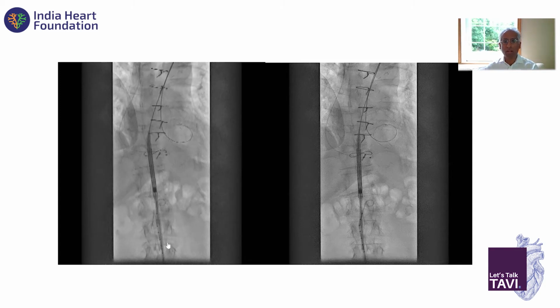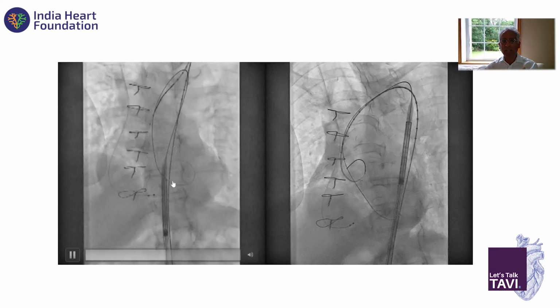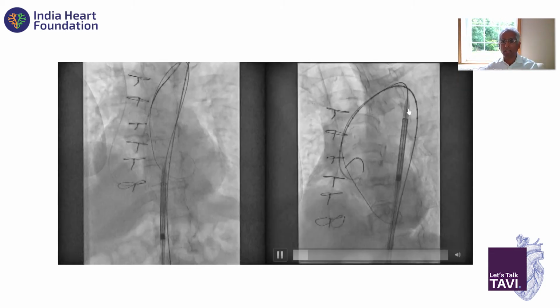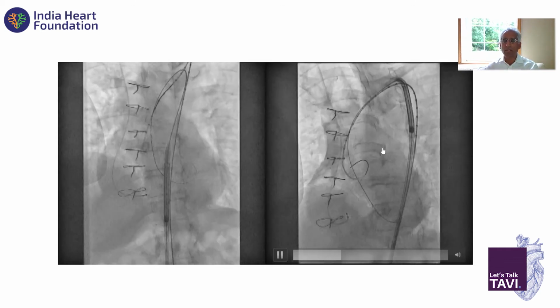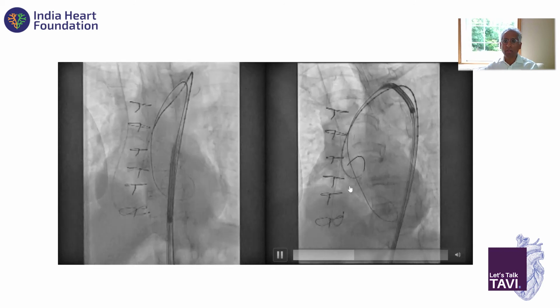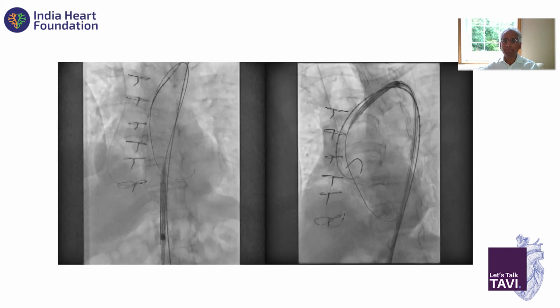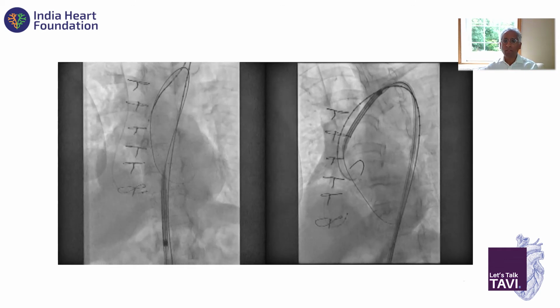Then put a stiff wire. In this case, we put a Lunderquist wire, and that straightened that angled area. Leave the Lunderquist still in position because you can see the calcium here on the arch itself. Leave the Lunderquist wire in there to try to straighten the aorta a little bit, advance the delivery system all the way to where you want to go. And then you are where you want to be.